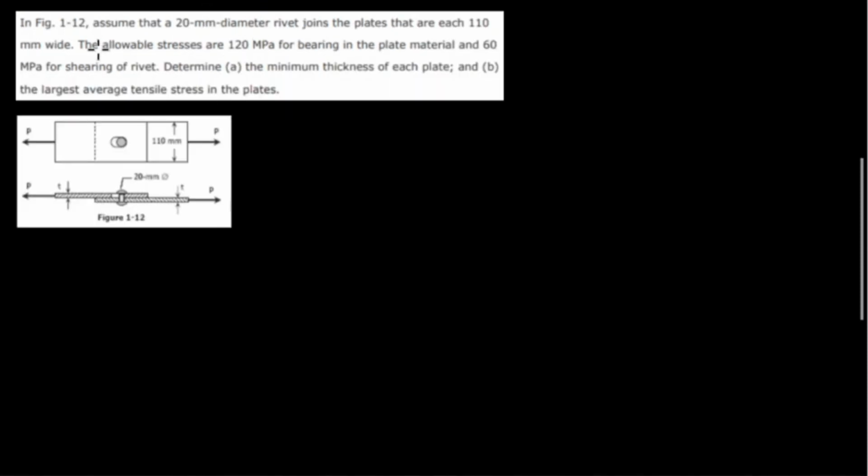Another example. In figure 1-12, assume that a 20 millimeter diameter rivet joins the plates that are each 110 millimeter wide. The allowable stresses are 120 megapascal for bearing in the plate material and 60 megapascal for shearing of rivet. Determine A, the minimum thickness of each plate, and B, the largest average tensile stress in the plates.